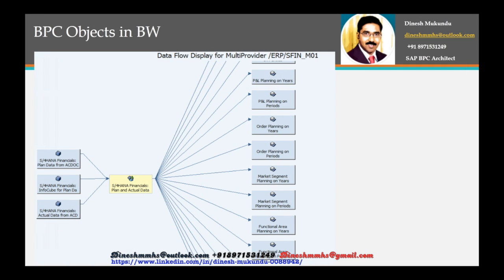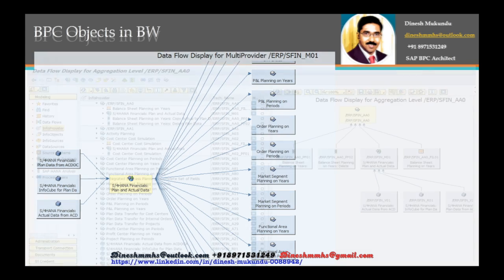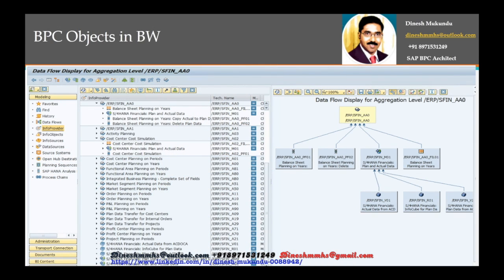analysis office. This is the data display, the flow display for multi-provider, where you have the cubes linked to the multi-provider and different aggregation levels for each of the different areas. And here you see all the different multi-providers, info cubes provided as part of the BPC optimized business content.